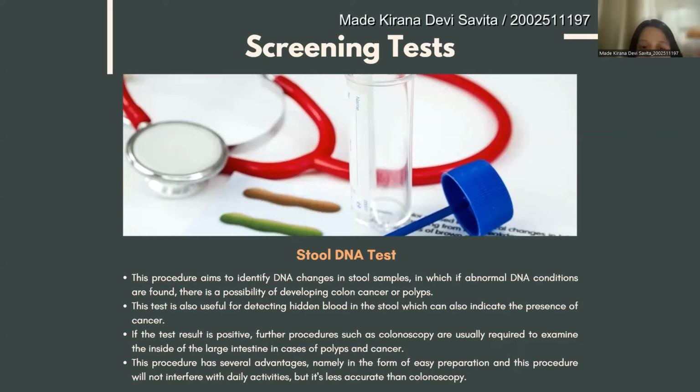My name is Devi Savita, and I want to explain the stool DNA test. This procedure aims to identify DNA changes in stool samples, in which if abnormal DNA conditions are found, there is a possibility of developing colon cancer or polyps. This test is also useful for detecting hidden blood in the stool, which can also indicate the presence of cancer. If the test result is positive, further procedures such as colonoscopy are usually required to examine the inside of the large intestine in cases of polyps and cancer.